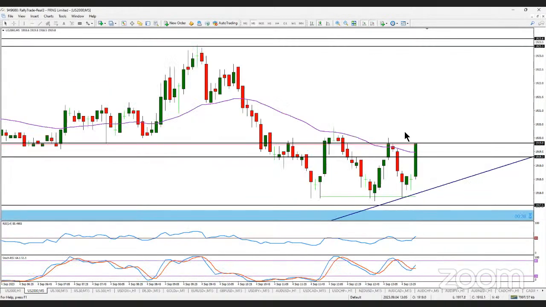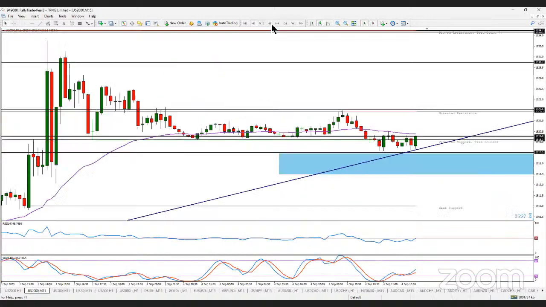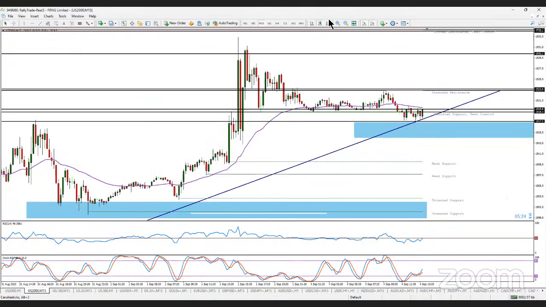Look at what's happening on 5 minutes here. Can you see what's happening on 5 minutes? There's even a support, a verified support on 5 minutes. Can you see it? So let me go back to my 15 minutes.